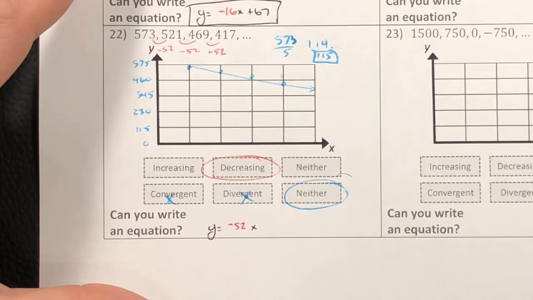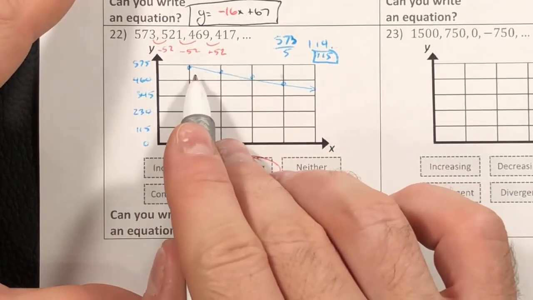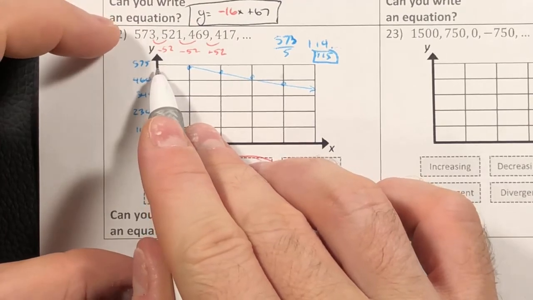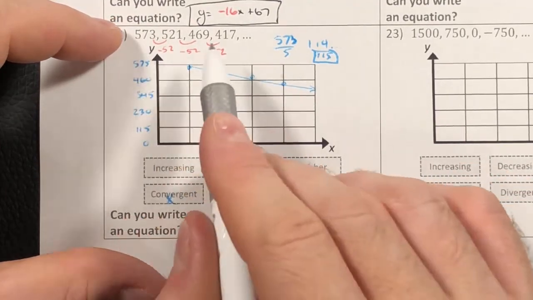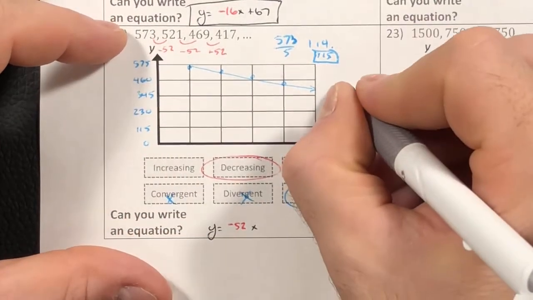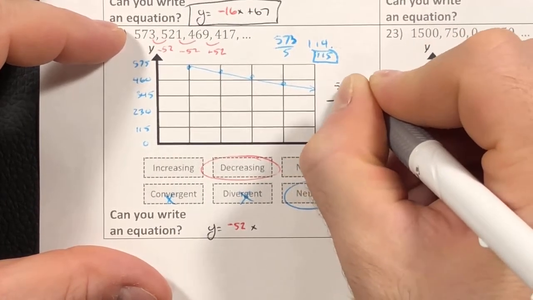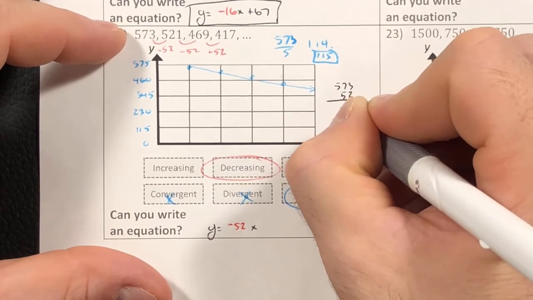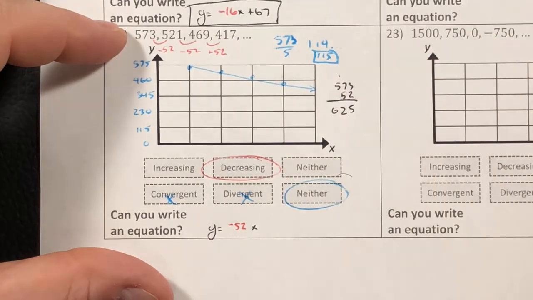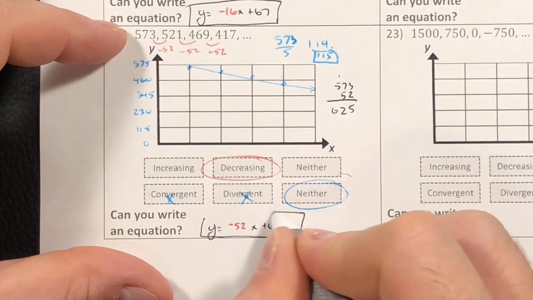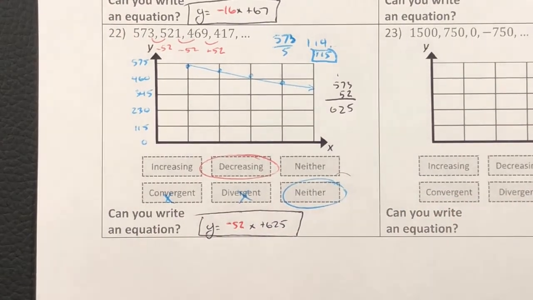The last thing we need to do is if I'm taking away 52 each time and I want to move back to see where that hits the y-axis, I'm going to need to reverse the process. So I'm going to add 52 to 573. That's going to give me a 625. And there we go. Perfect.